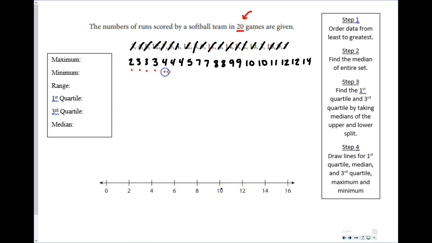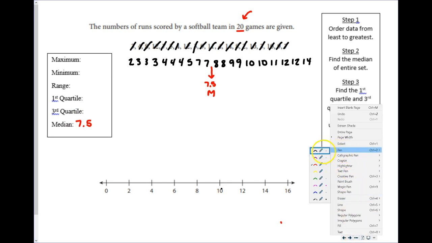1, 2, 3, 4, 5, 6, 7, 8, 9, 10. There's my 10th number. 1, 2, 3, 4, 5, 6, 7, 8, 9, 10. There's my 10th number. So that means that 7 and 8 are my median. To get between 7 and 8, that's 7.5. So my median is 7.5. That's another easier way to calculate your median than doing the back and forth like I did in the first example. So now I know that my median is 7.5, and I'm going to label median as 7.5.